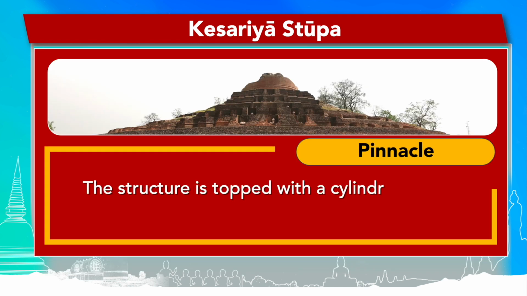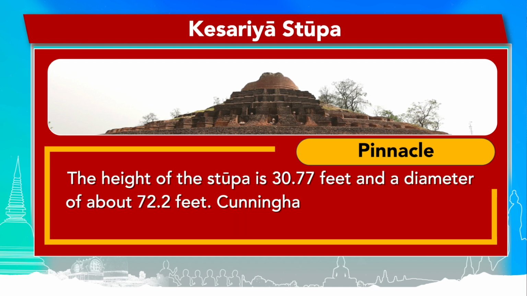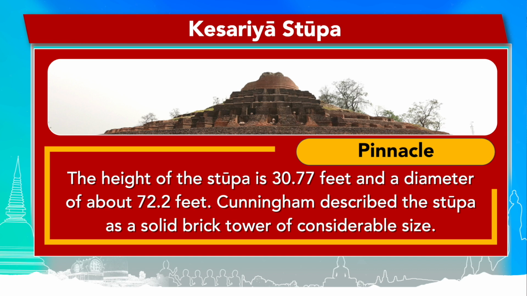The structure is topped with a cylindrical dome or stupa which is in ruined state. The height of the stupa is 30.77 feet and a diameter of 22.2 feet. Cunningham described the stupa as a solid brick tower of considerable size.